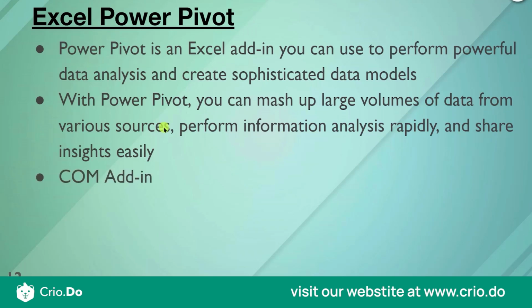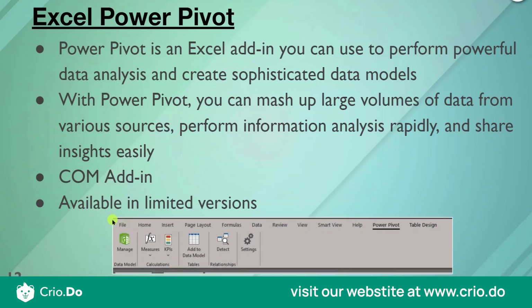Before that, we should have this add-in in our Excel. How can we have it? We can have it with the COM add-in. It's available in limited versions, basically with the latest one only, and the best thing is we have it with Microsoft 365. Once you have this add-in, you will get an additional tab in your Microsoft Excel called Power Pivot. Power Pivot is an add-in that allows you to perform powerful data analysis, and you can have the data from multiple sources.